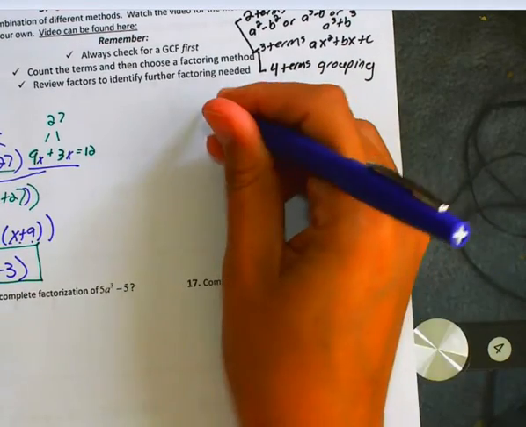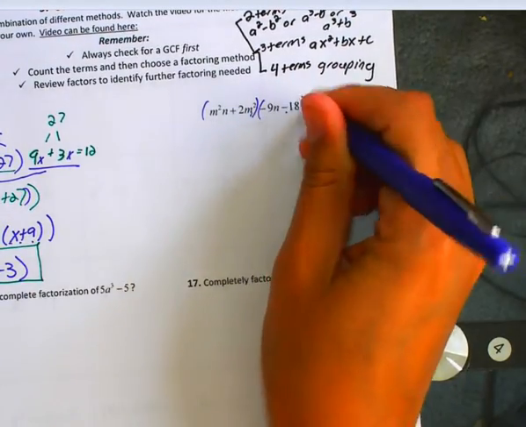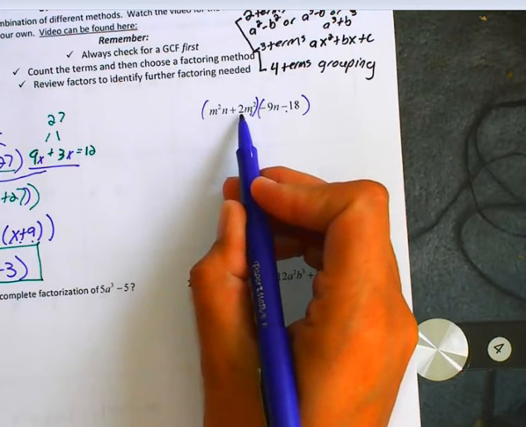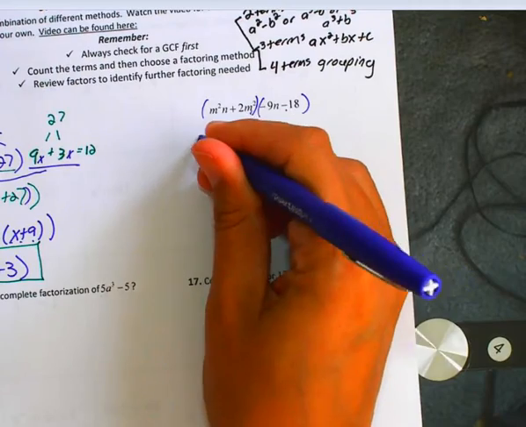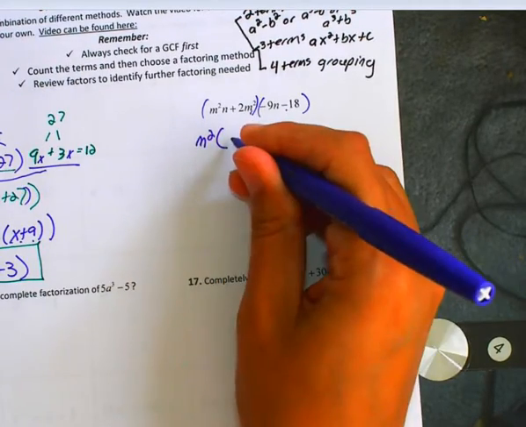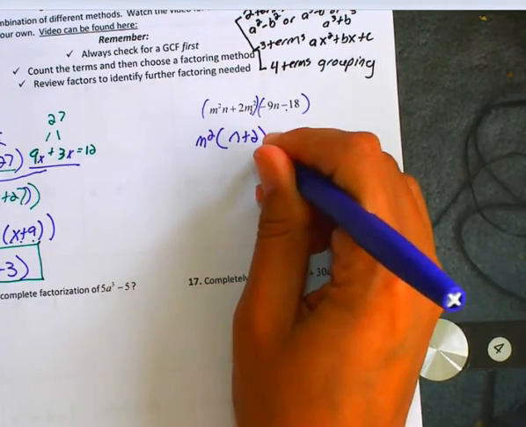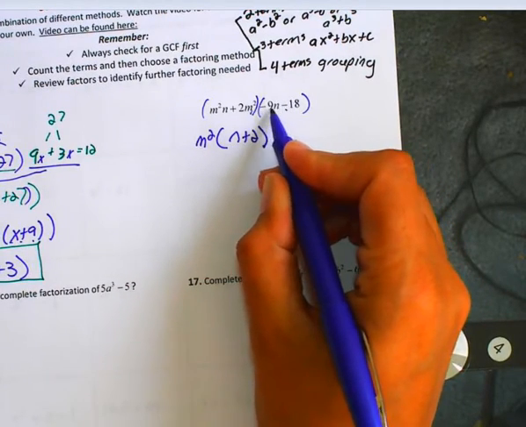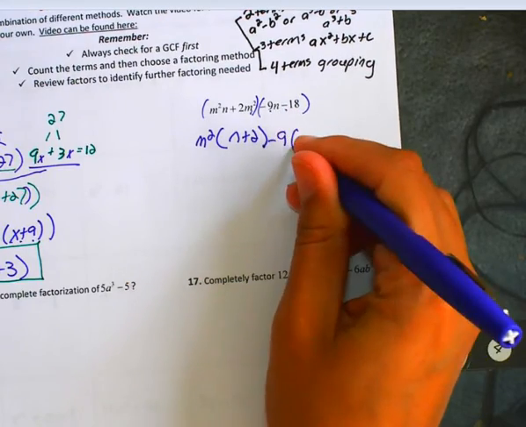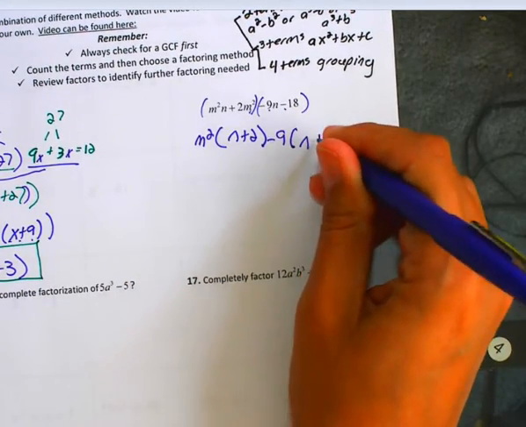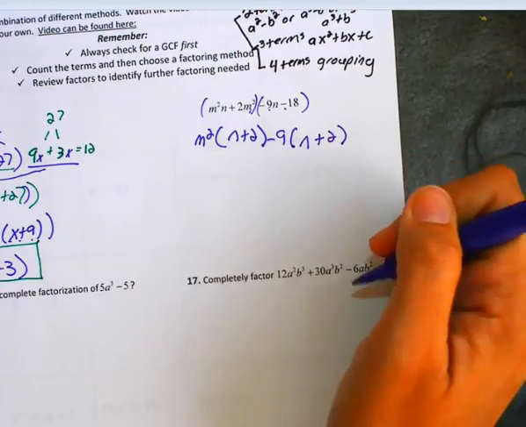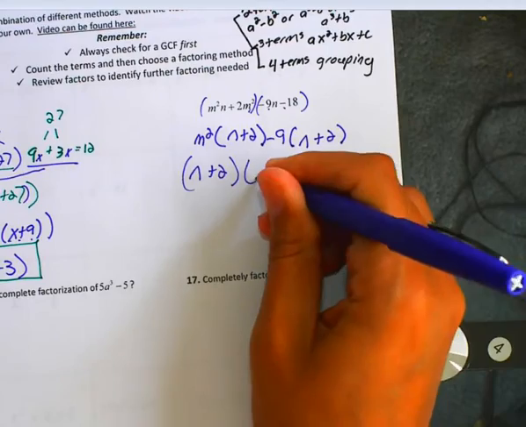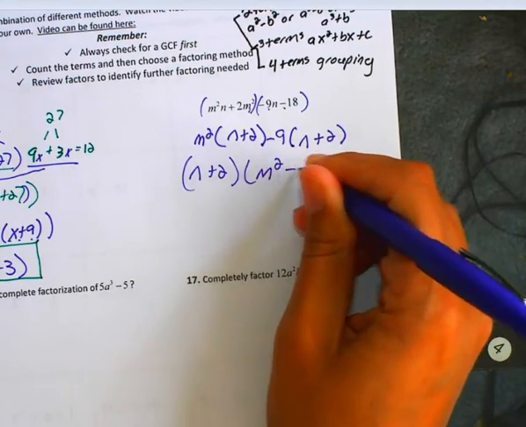Okay, so we're going to group these guys together. This first 2 terms, we have m squared times n plus 2m squared, so I can see I can factor out an m squared. And then what's left on the inside is n plus 2. And then over here, notice the signs are both negative, so I'm going to factor out a negative 9 from this one. And that's going to be n plus 2. Okay, I'm going to write my common factor out there in front. And then I have my next factor, m squared minus 9.